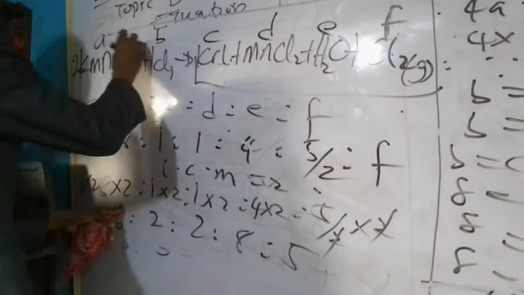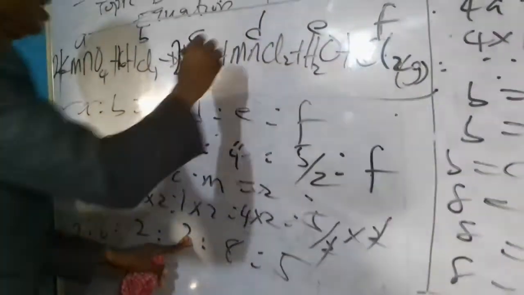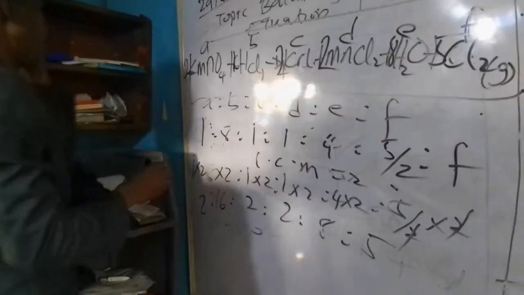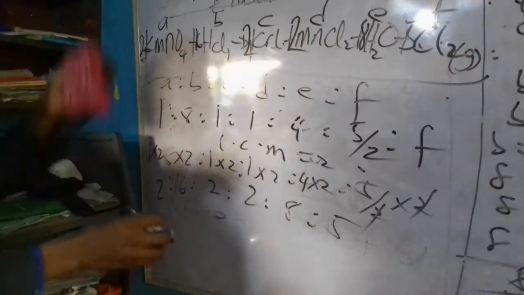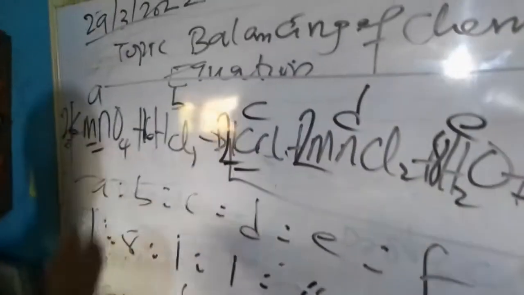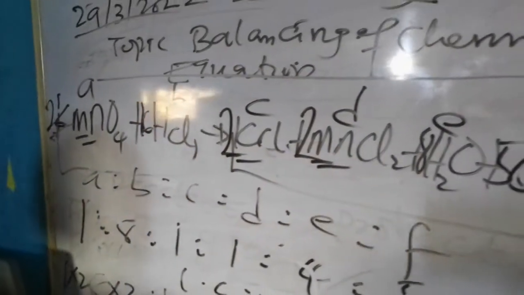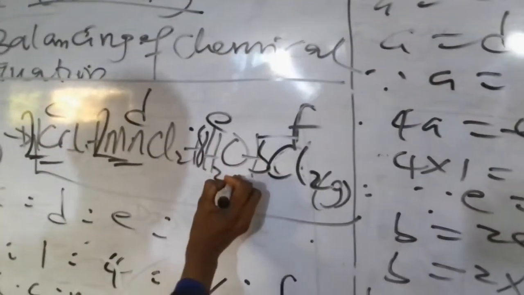Then our A is 2, yes. Our B is 16, yes. Our C is 2, yes. Our D is equal to 2. Our E is 8. Then our F is 5. Let's look at it. Potassium is 2 on the reactant side. Potassium is equally 2 on the product side. Let's look at manganese. We have 2. Then oxygen, 2 times 4, that's 8. On the reactant side, oxygen, we have 8.